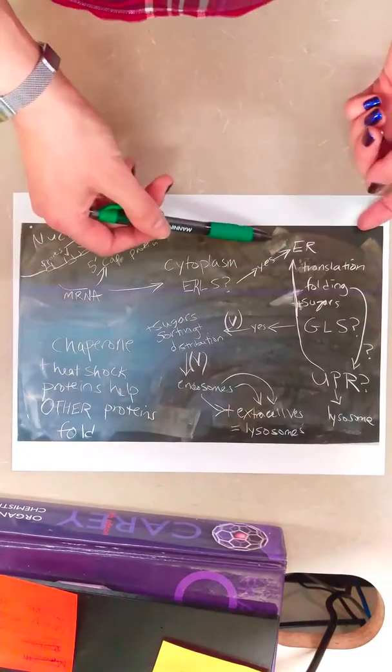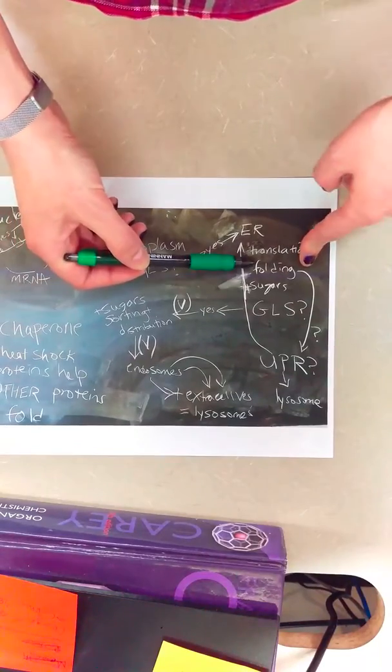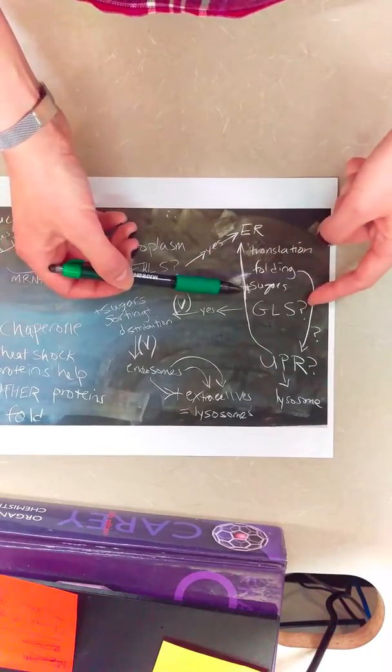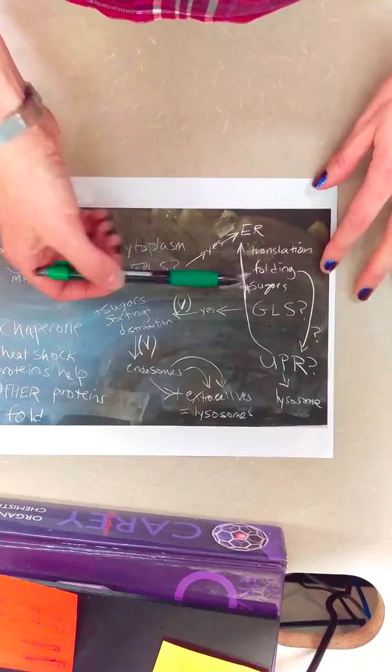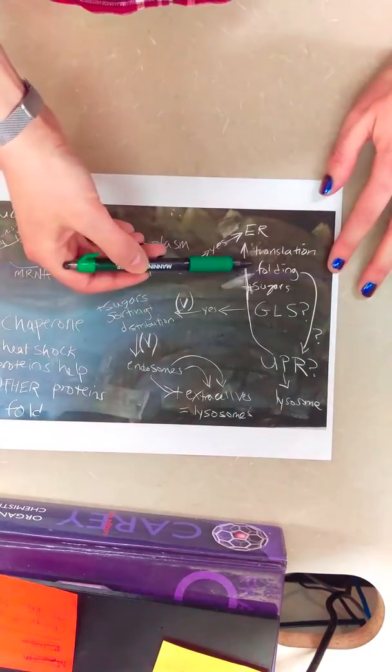So what happens in the ER? We have folding of the protein. We also have addition of sugar groups and modification of sugar groups. So the folding was important. That's what we talked about here.